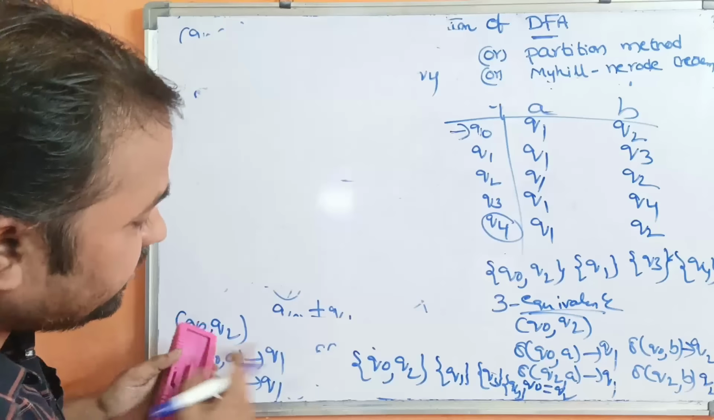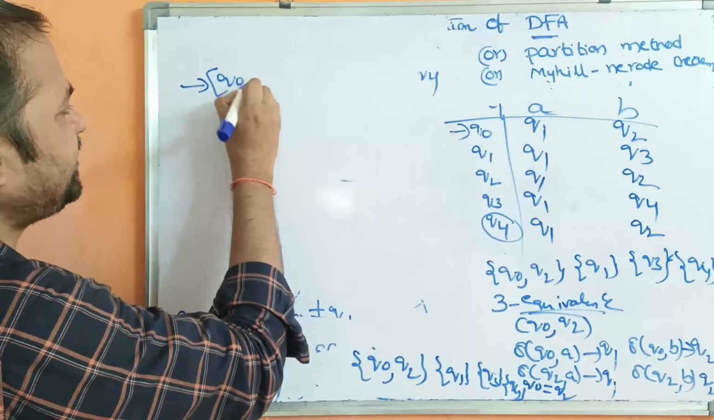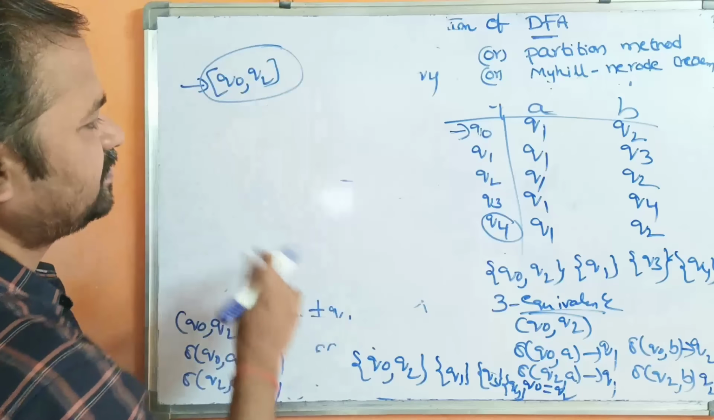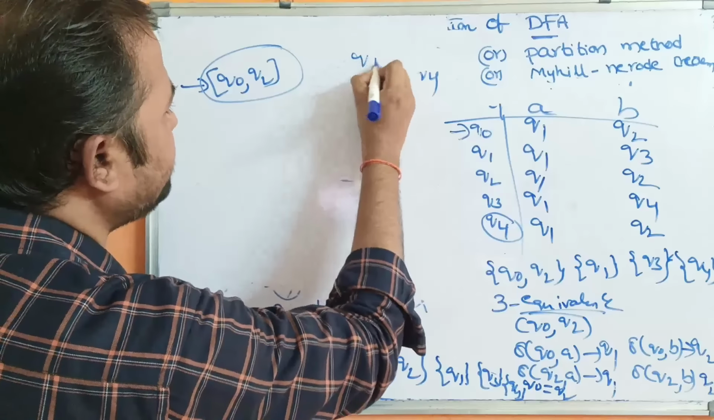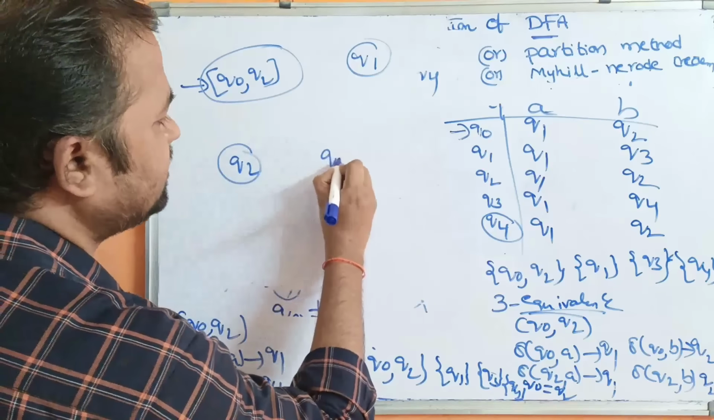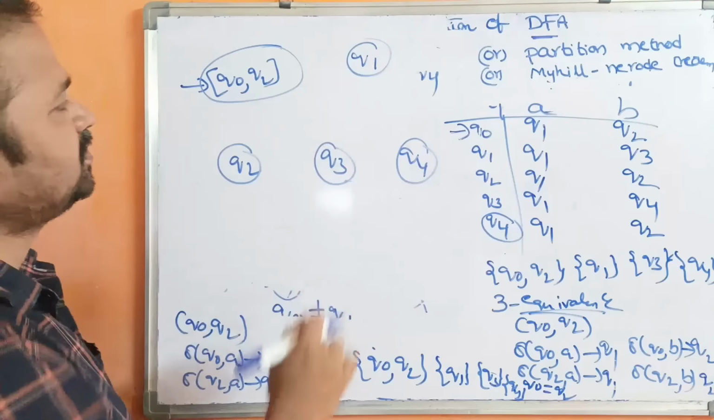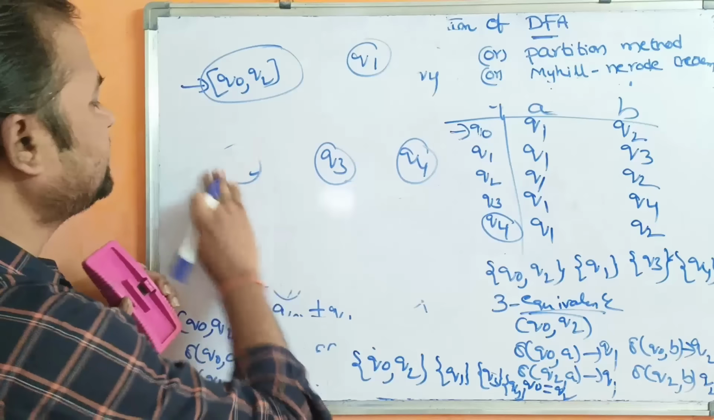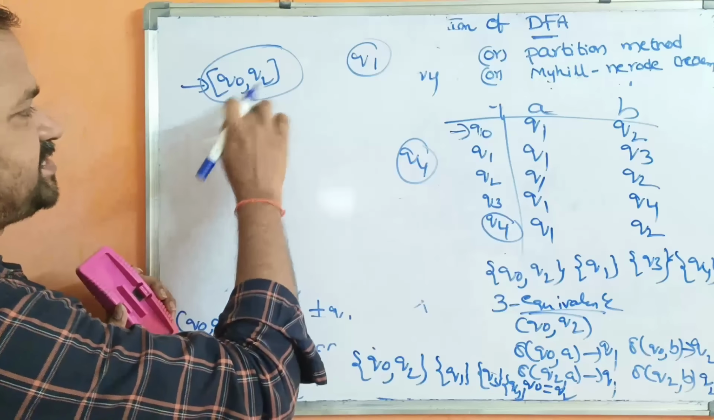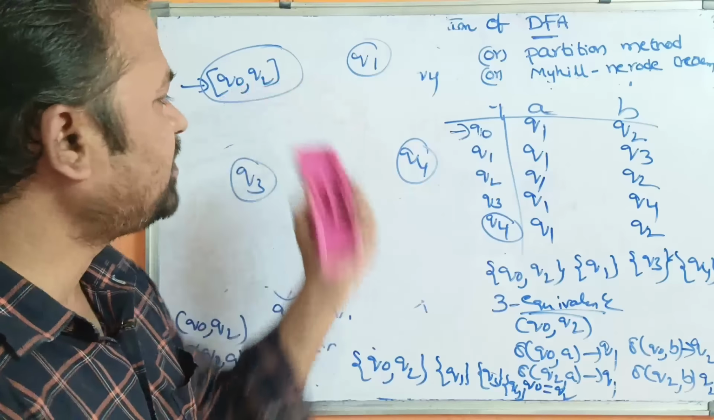So what is the first state? Q naught, Q2 is the first state. Here Q naught is the initial state, so let us use an arrow symbol. Next, the remaining states are the same: Q1, next Q3, next Q4. So 5 states are reduced to 4 states. So one state, second state, third state, fourth state. Now let us apply the transition.